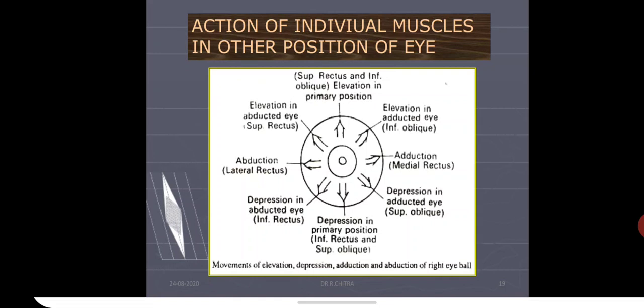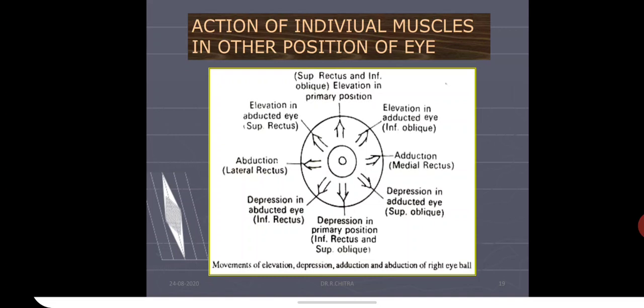Action of individual muscles in other positions of the eye. So middle is primary position. In primary position, elevation is by superior rectus and inferior oblique. Depression is by inferior rectus and superior oblique. So in adducted eye, elevation is by inferior oblique, depression by superior oblique.